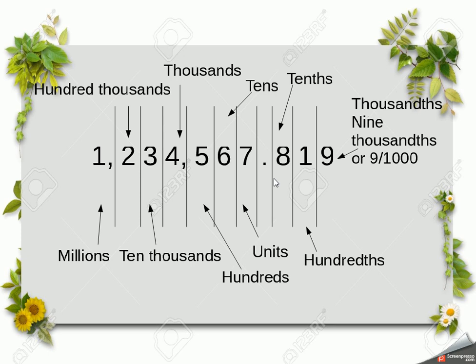So we've got 9 thousandths. Remember, when you're talking about the numbers to the right of the decimal point, we don't say 8 tenths, 1 hundredth and 9 thousandths or 819 thousandths. We just say 819. So in all, this number is 1,234,567.819.